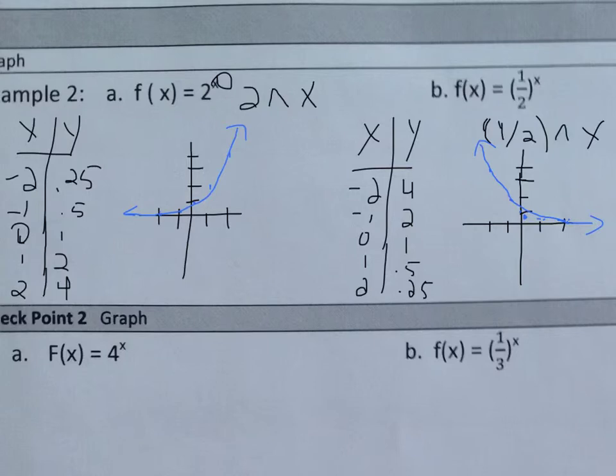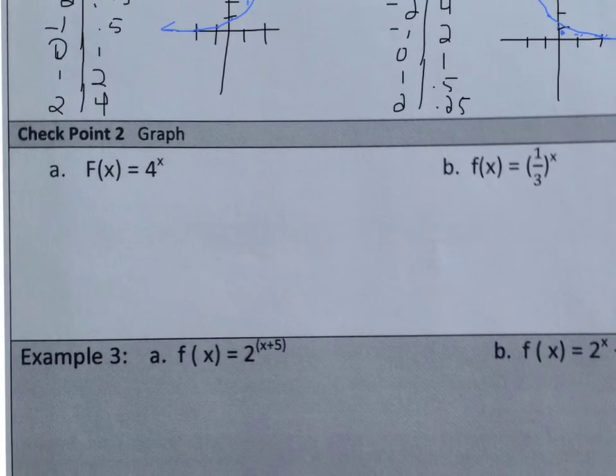So try checkpoints A and B. And actually, I think what I'll do, I'm going to save these checkpoints. I'm not going to give those to you. We'll try them in class. I'll go through those in class and show you how to do them with the calculator. So skip checkpoint 2 right now, and we'll go through those in class.